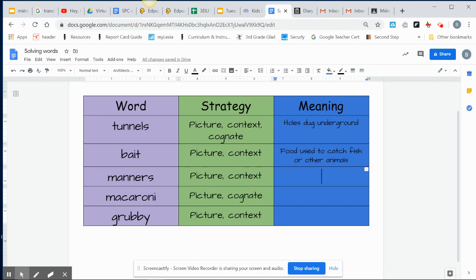Now, manners, this one is pretty tricky. So manners is like how we do something, right? So Grandpa said he needed to have good manners, and he took that as being nice to the ants. So in this case, manners is how you do something. All right, get my spelling right. There we go. All right, next word is macaroni.